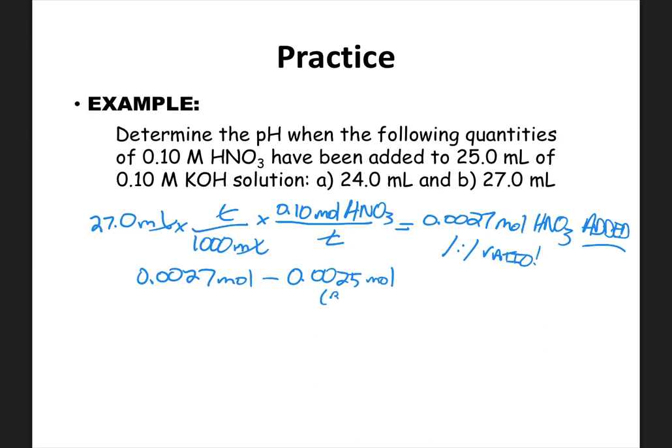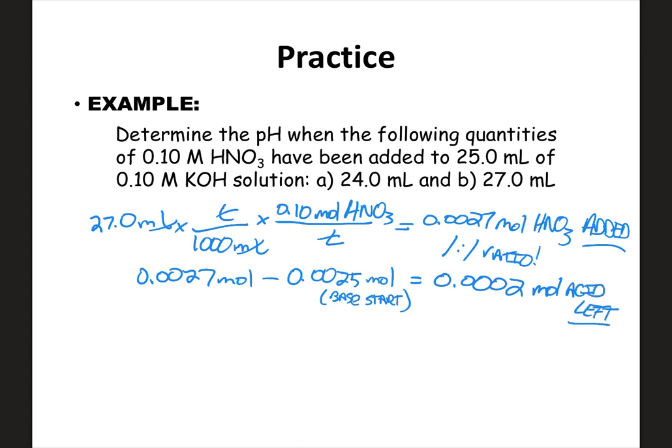This was the base we started with that we calculated in part A. Essentially, all that base reacts with the acid, but the base is being used up. It's a 1-to-1 ratio. There's only 0.0025 moles of base available to react with the acid. So that allows us to subtract here and see that there's only going to be 0.0002 moles of acid left over.